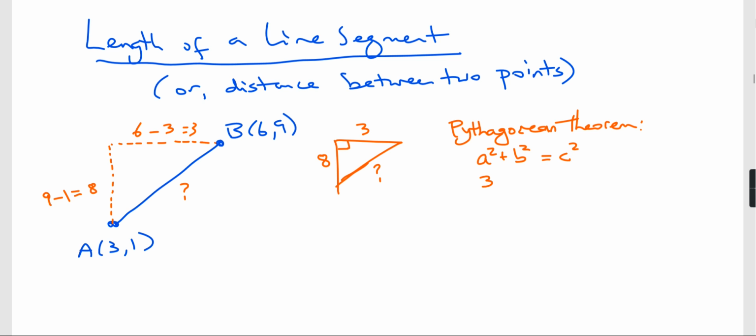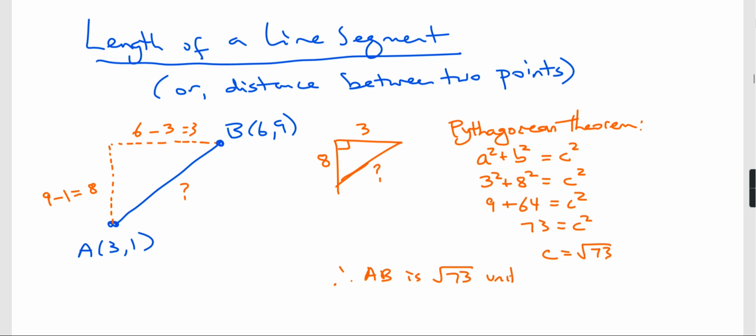So 3 squared plus 8 squared equals c squared, or whatever this question mark squared. 9 plus 64 equals c squared. 73 equals c squared. And so if c squared is 73, then to get just c, it's the square root of 73. Whatever that is, something with a decimal, we will leave it as an exact number, square root of 73. And so therefore, AB is the square root of 73 units long, just using the Pythagorean theorem.